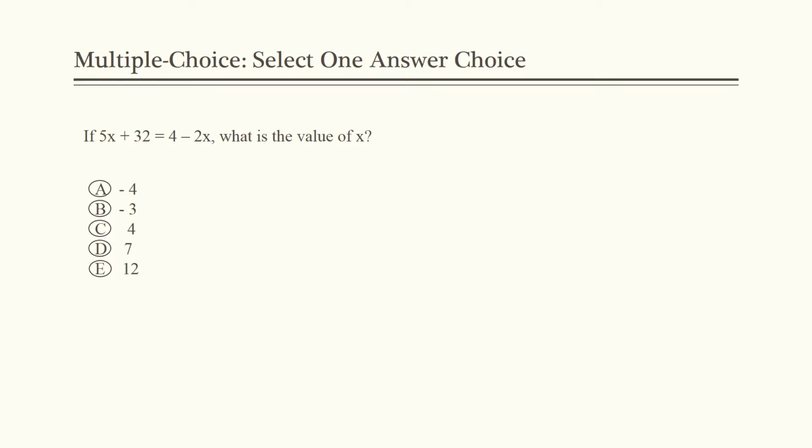Another type of question that you see on quantitative reasoning is a multiple choice question with a single correct answer. Let's take a look at an example. If 5x plus 32 is equal to 4 minus 2x, what is the value of x? You're given 5 choices, one of which is correct. How do you approach a multiple choice question in quantitative reasoning? Let's take a look.